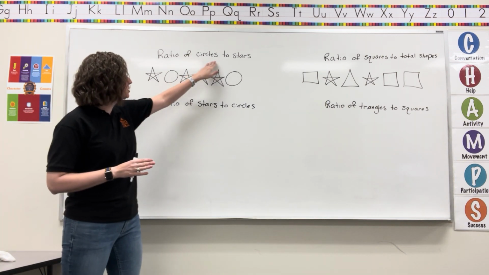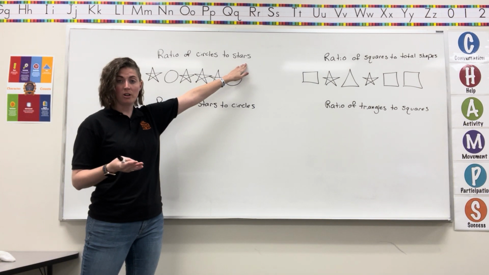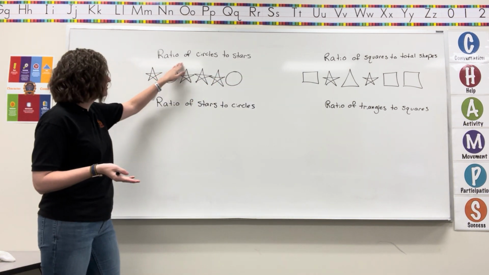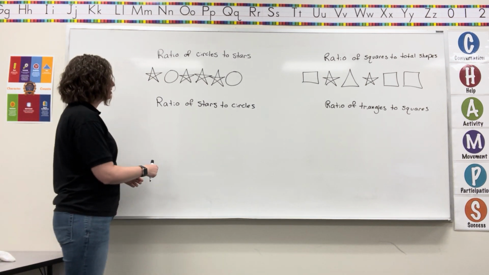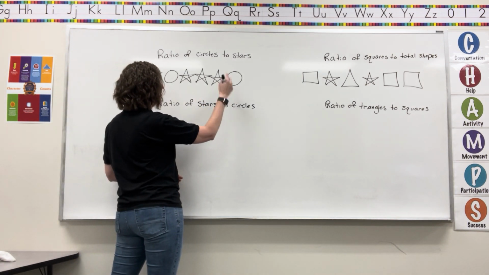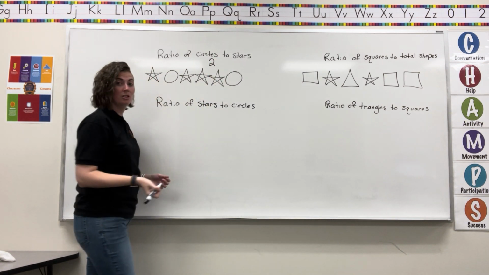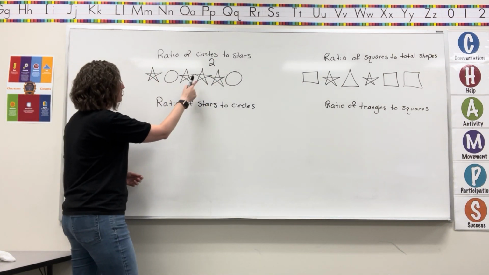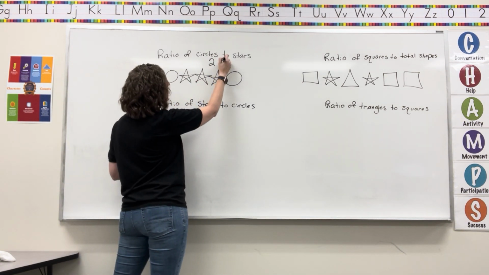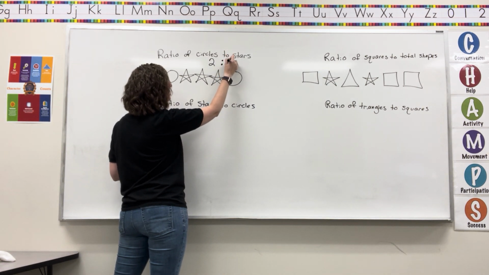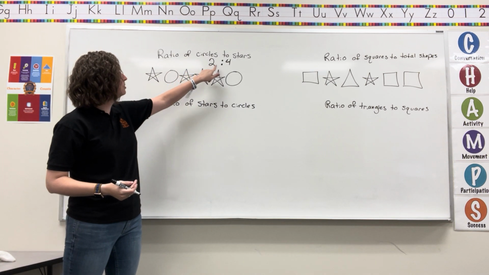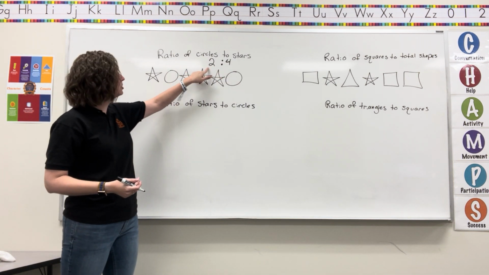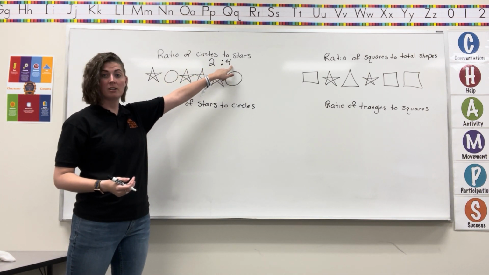So this is one way to write a ratio as words. If I'm looking for circles to stars and I want to write that numerically, I'm going to count my circles, 1, 2. So I have 2 circles, and I have 1, 2, 3, 4 stars. I'm going to use a colon to represent the word "to." So this is 2 to 4, or 2 circles to 4 stars.